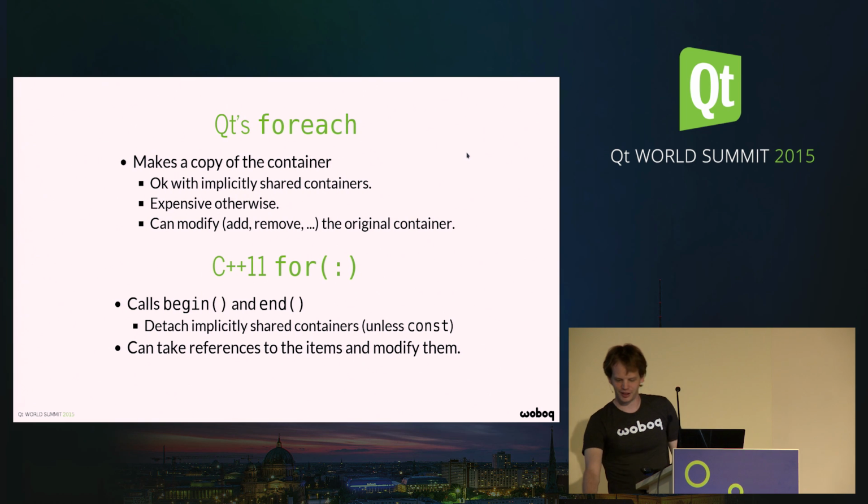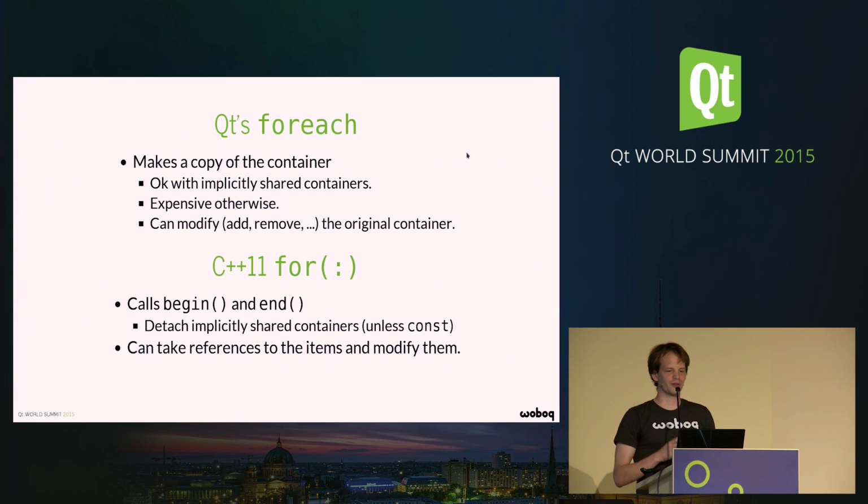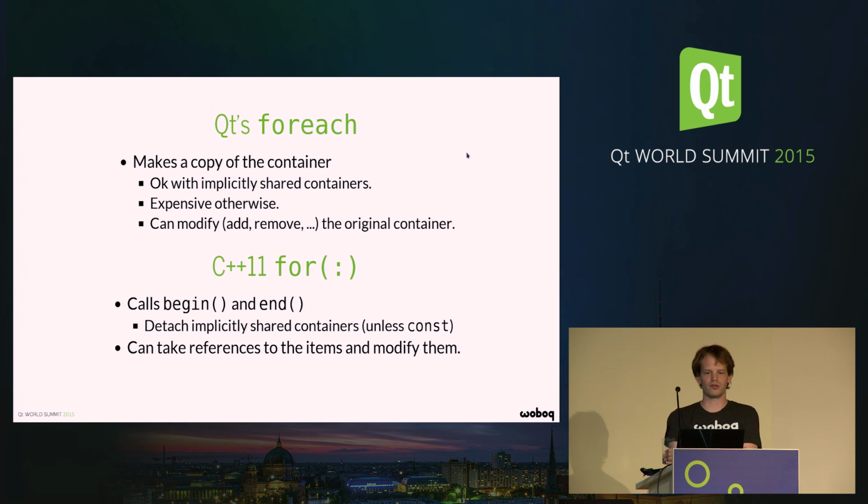Let's talk about Qt foreach. C++11 came with a new range-for. But before that, Qt has this macro foreach. They're mostly similar, but one of the big differences between the two is that Qt foreach makes a copy of the container. It's a macro, and it makes a copy of the container. This is not a problem at all with implicitly shared containers, because making a copy is really cheap. But if you don't have an implicitly shared container, like std::vector, this is going to be expensive. It's going to make a copy.